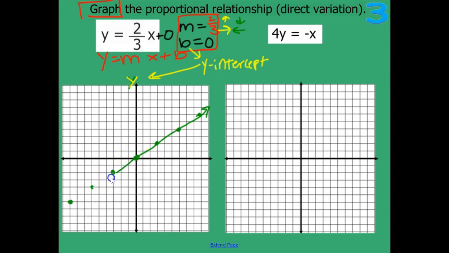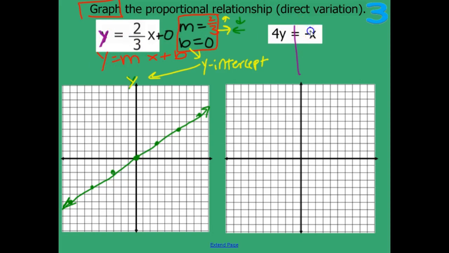And then I can draw my line that direction as well. This is proportional. It goes through 0, 0. Let's take a look at our next line. This one, I also need to solve for y so that we can have it in function form, or the form y equals mx plus b.